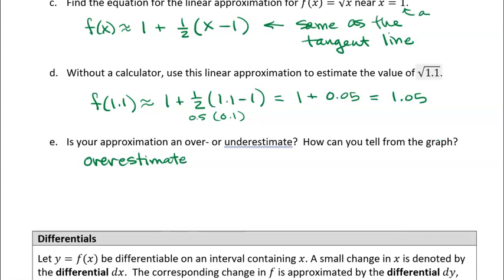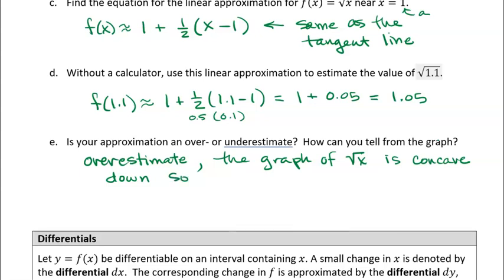And the reason is that the graph of the square root of x has to do with the concavity. It's concave down. So when it's concave down, the tangent line, the linear approximation, is above the graph. All the y values of the line are bigger than the values of f of x, which is the square root of x. The line is above the graph of the square root of x. Okay, so it's an overestimate.